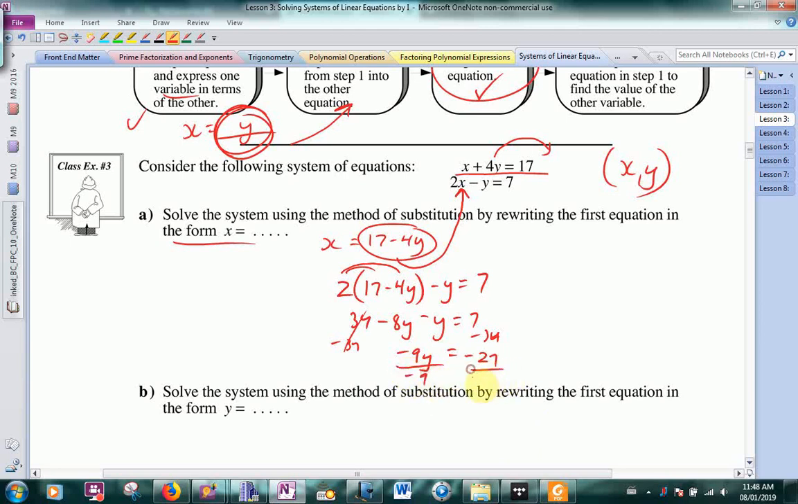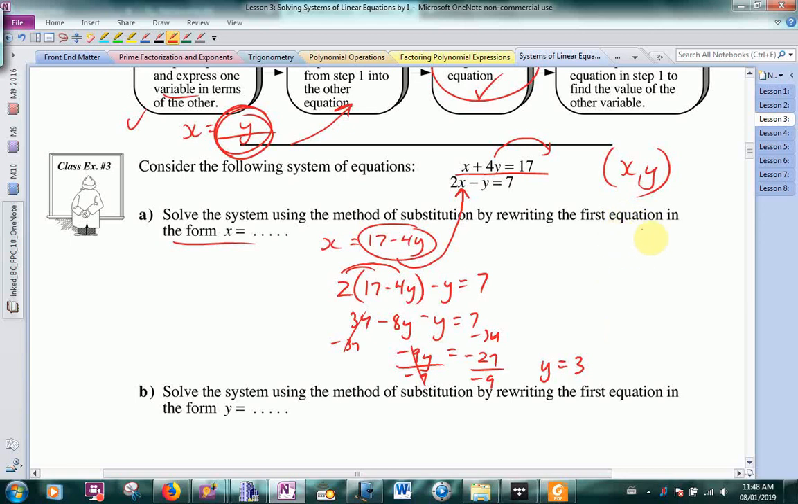Last step. Divide by 9. Y is by itself. I've solved it for y. A negative divided by a negative is a positive. 27 over 9 is 3. Nice whole number. Okay? I can't guarantee you'll always get nice whole numbers, but at least for the start, it's nice when they are. It's easier to work with.